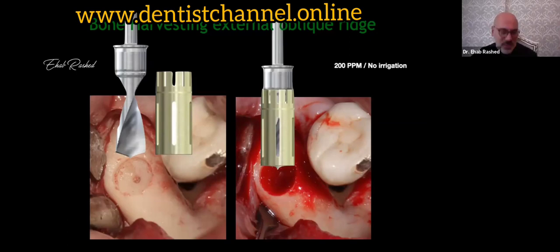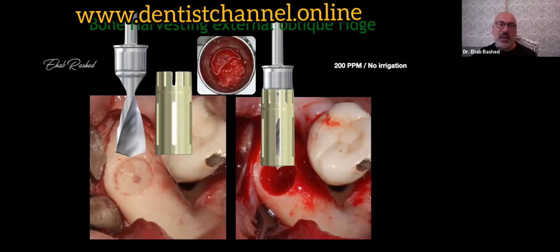And you can see the diameter of the drill is exactly the diameter of the hole that we made in the bone. And then the barrel becomes full of bone. You can take it all and use it, as you can see here at the site.